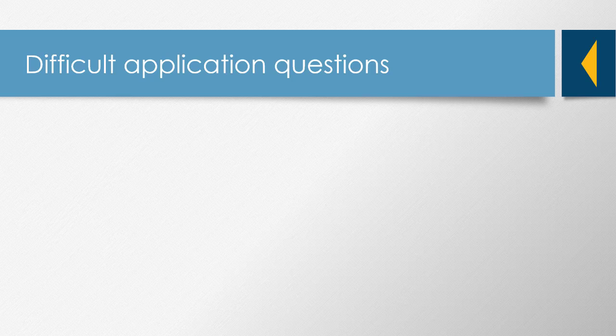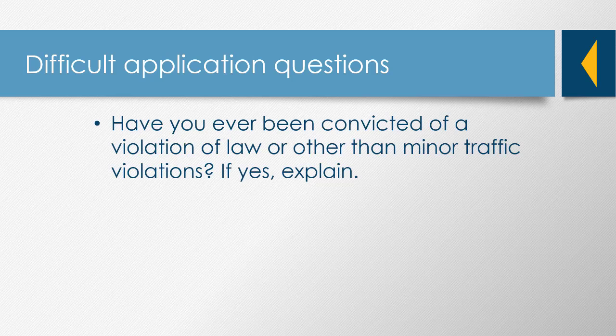We'll go over a few commonly asked questions that can feel awkward to answer. Have you ever been convicted of a violation of law other than minor traffic violations? If yes, explain. The ban-the-box law in Washington state requires that employers remove application questions regarding an individual's criminal history. Unfortunately, some employers still use a generic application that includes this question.